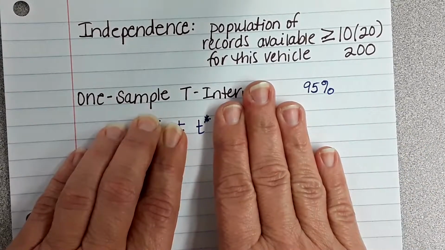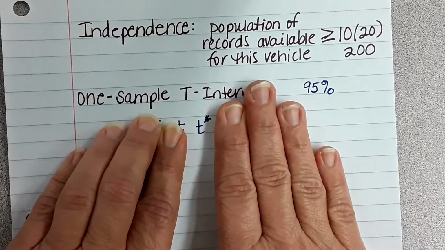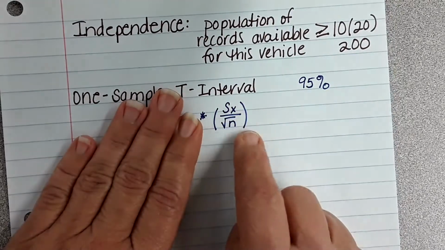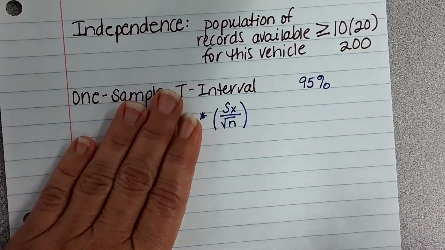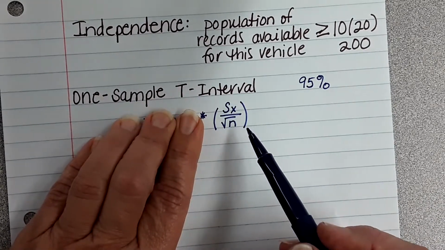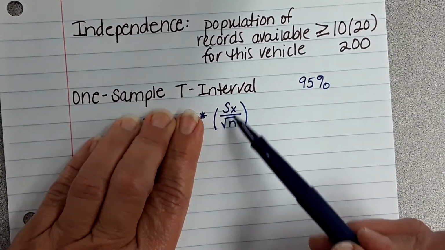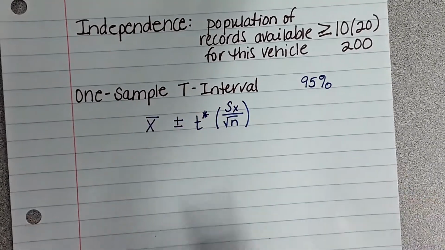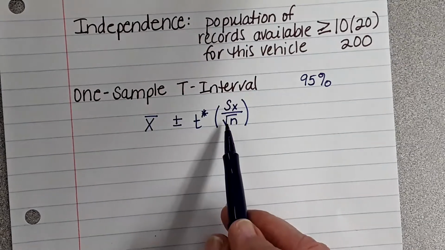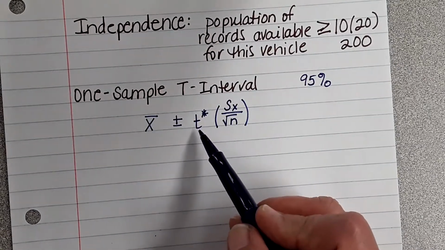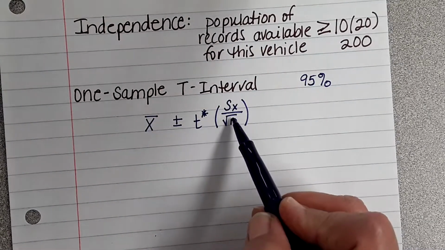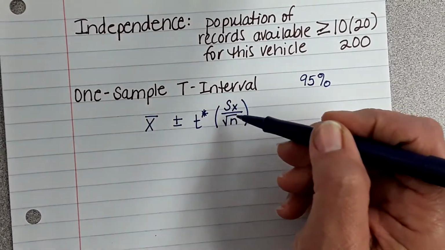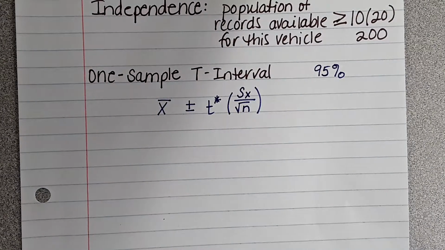The t star is the critical value. And s of x divided by the square root of n has two different names. What's the first name we learned last chapter? Standard error. It is called standard error and standard deviation. You'll see it either way. Whole thing, confidence interval; t star, critical value; t star plus the standard error, margin of error; and remember, this is the standard error.